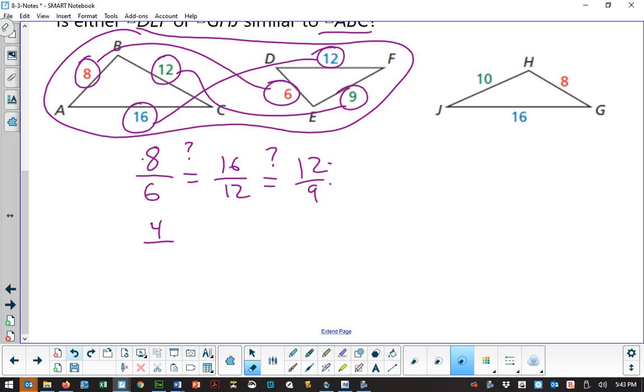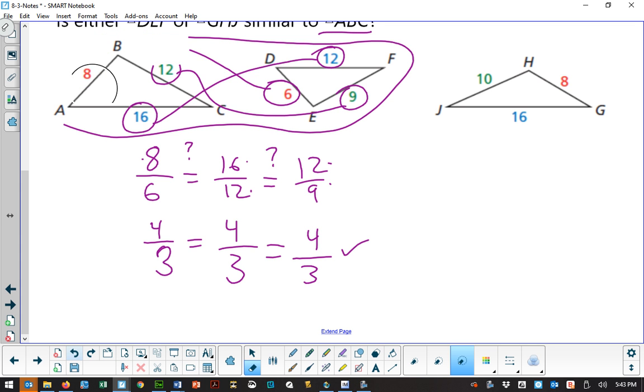2 goes into 8 4 times. 2 goes into 6 3 times. And then 4 goes into both of these. 4 goes into 16 4 times. 4 goes into 12 3 times. Now we're cooking. 3 goes into 12 4 times. 3 goes into 9 3 times. Hey, those are all the same. So yes, we can say that these triangles are similar.